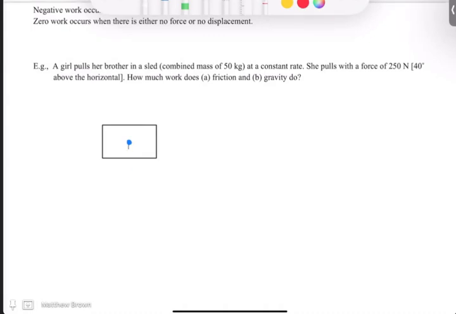So here I've got some gravity. This is the force of gravity. This box of mine represents the boy and the sled. And then we've got the normal force up. And then we're going to have an applied force.